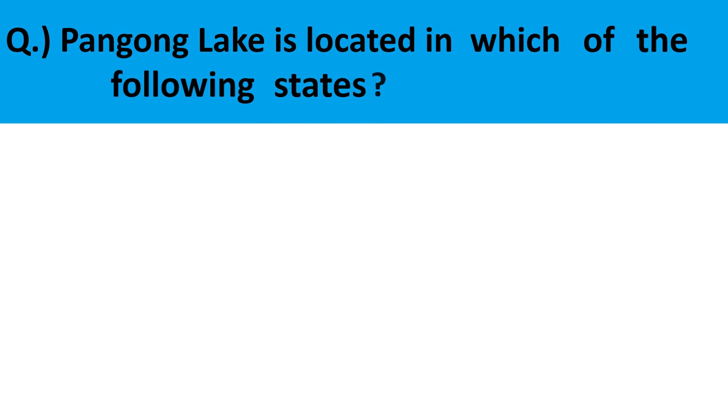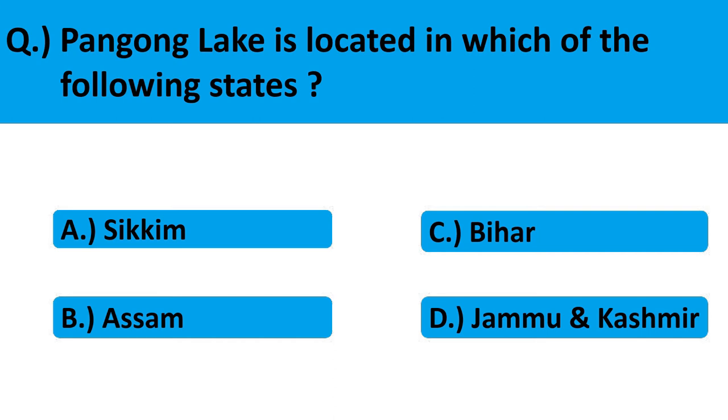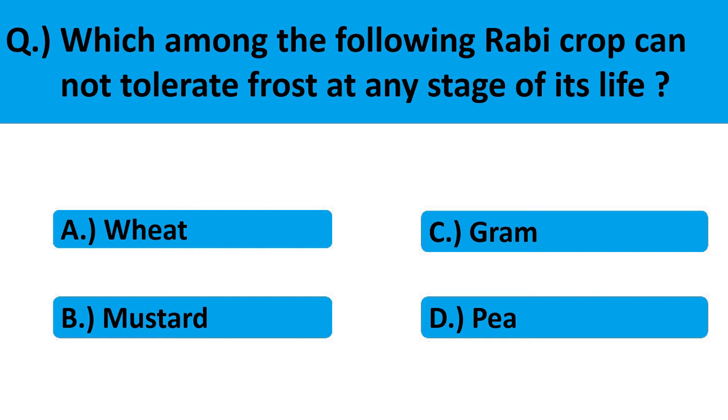Question number 77. Pangong Lake is located in which of the following states? Correct answer is Jammu and Kashmir. Question number 78. Which among the following rabi crops cannot tolerate frost at any stage of its life? Correct answer is gram.